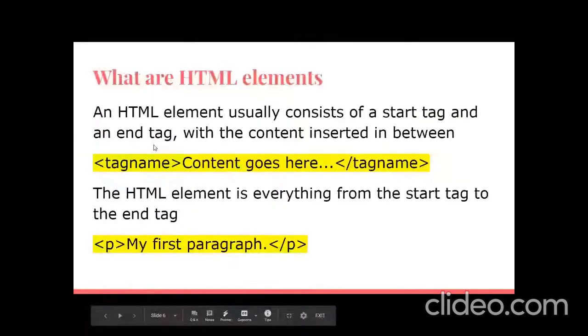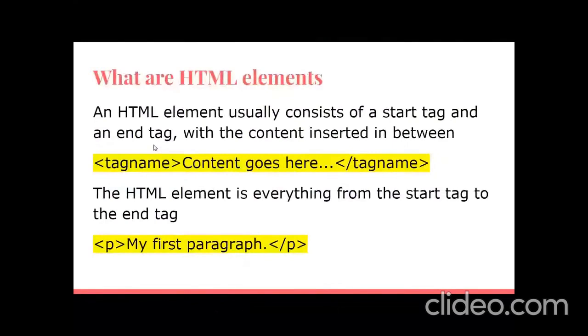Now let's see what HTML elements are. An HTML element usually consists of a starting tag and an end tag with the content inserted in between. The tag name, the content, and the closing tag with the tag name. The closing tag has the /. So the HTML element is everything from the start tag to the end tag. So this is an HTML element. This is also an HTML element.